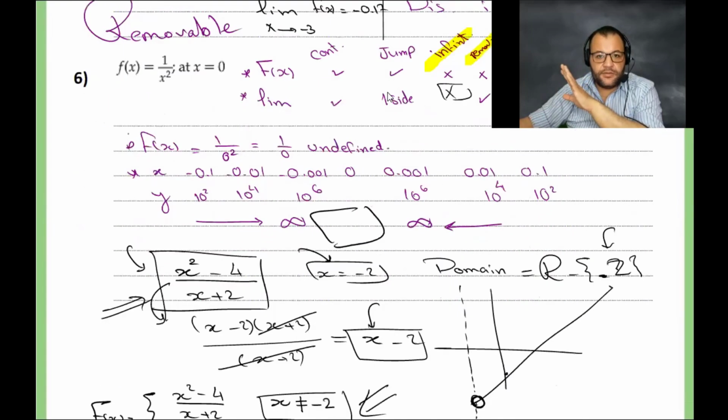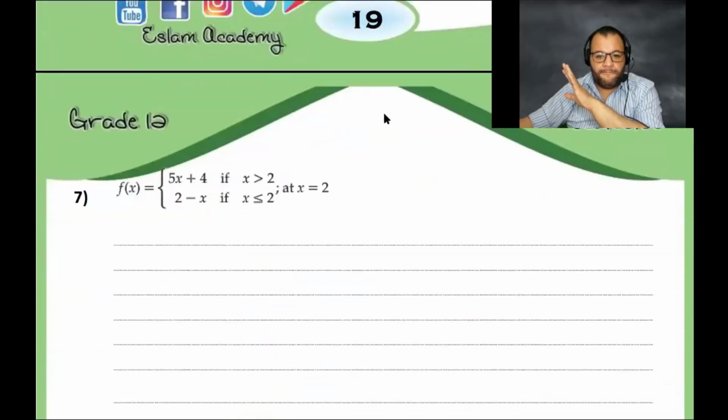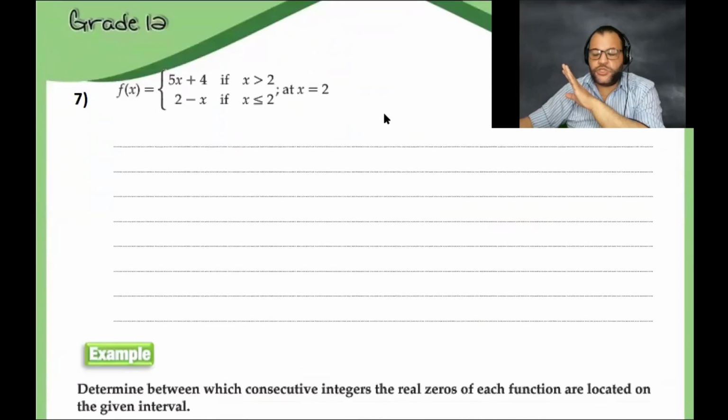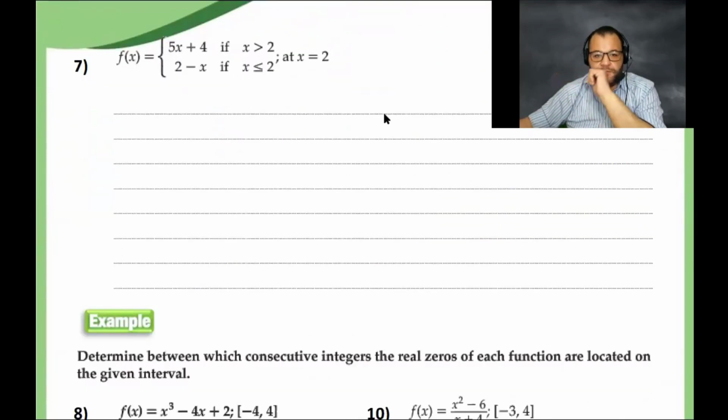Is that clear? Yes, sir. Okay, can you solve question number 7? Number 7, please. Okay. Number 7. Solve question number 7, please, and send it to Telegram.